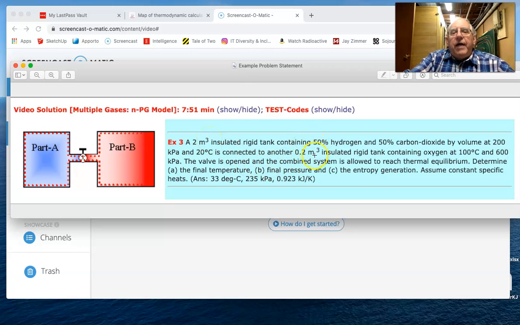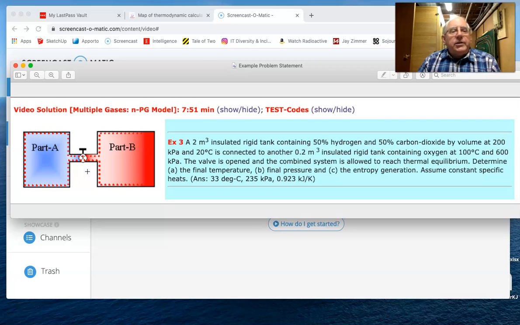We then also have that connected to a smaller insulated rigid tank that contains oxygen at a temperature and a pressure. That will be our second tank. Now these aren't shown to scale, but we're going to assume that the first mixture is in part A, and the second mixture, which is only a single component, is in B. The valve then is opened, and it allows the combined system to come together and reach thermal equilibrium.